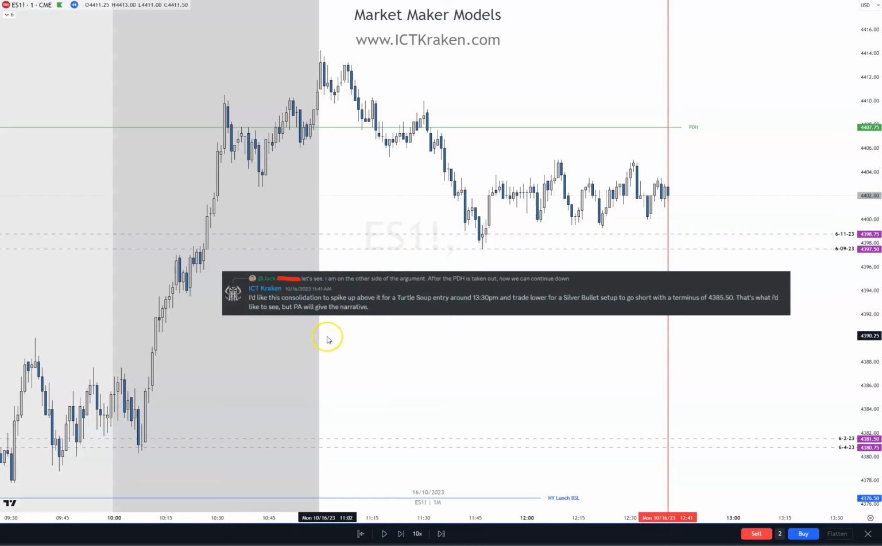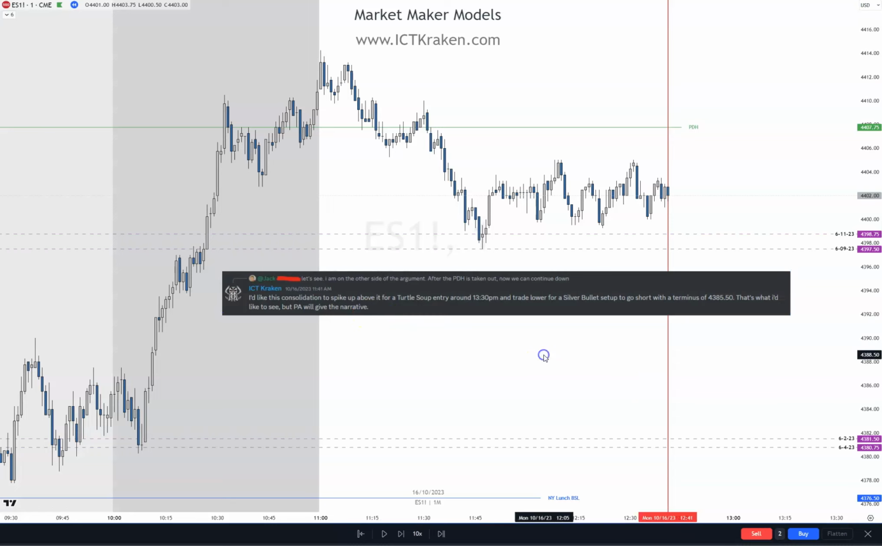And I responded to Jack, basically agreeing with him and saying, I'd like this consolidation to spike up for a turtle soup entry around 13:30 and trade lower for a silver bullet setup to go short with a terminus of 4385.5. That's what I'd like to see, but PA, price action, will give the narrative.